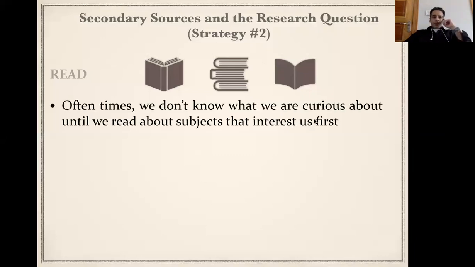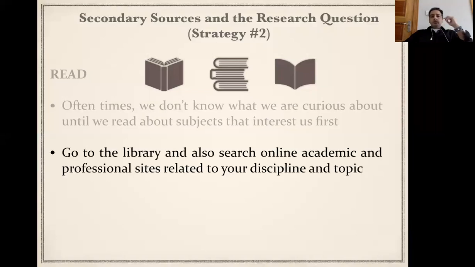Then after reading, go to the library and also search online academic and professional sites related to your discipline or topic. You can use different web sources. You can use your library sources to read books, to get articles. So these are the sources you can get them from.